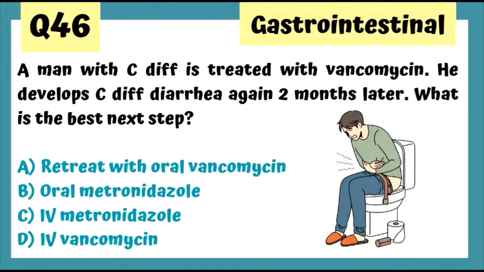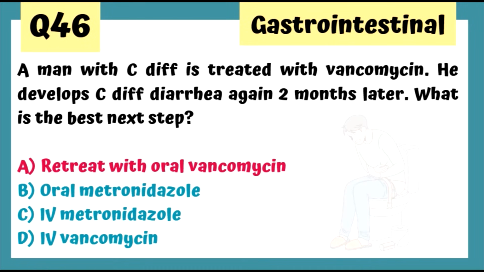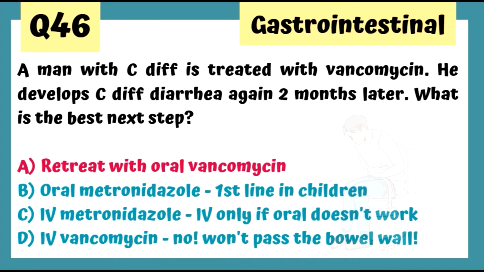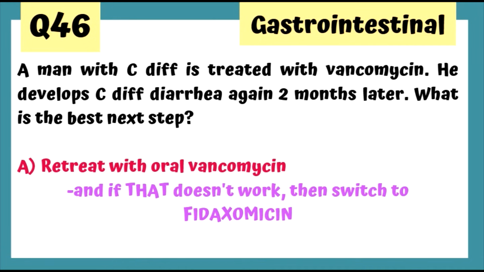Question 46, a man with C. diff is treated with vancomycin. He developed C. diff diarrhea again 2 months later. What is the best next step? The answer is treat with oral vancomycin, not IV vanco. IV vanco does nothing. You want to do oral vanco. IV vanco is completely useless because it won't pass through the bowel wall. We want to go with the oral vancomycin once again, and if it still doesn't work, then we can go with fidaxomicin.